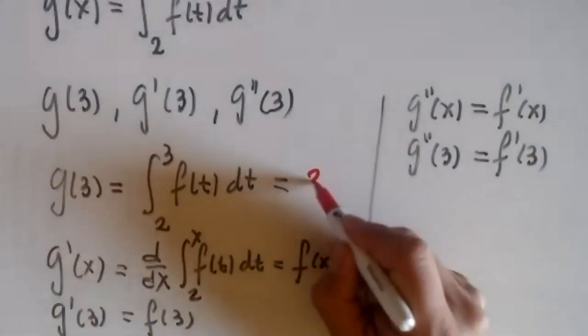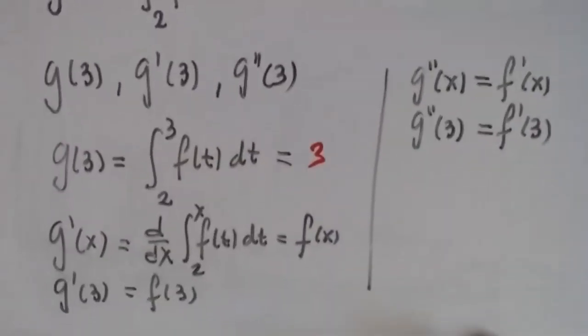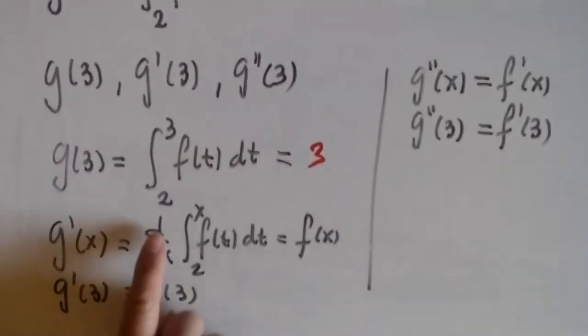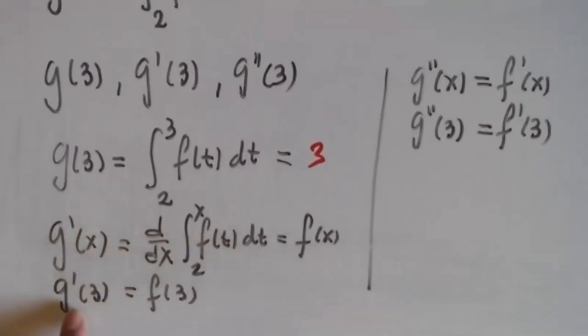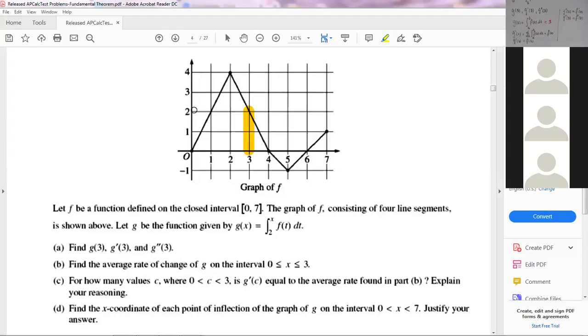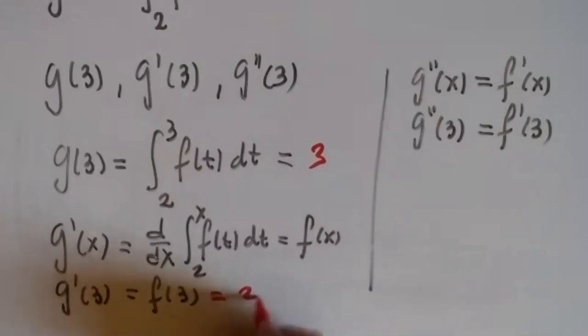So g(3) is 3. The next one: g prime of x is the derivative of this, so it's f of x. g prime of x equals f of x. So g prime of 3 is f of 3. I check the graph, correct? Here's 2, and the graph is at 2, correct? So g prime of 3 equals 2.